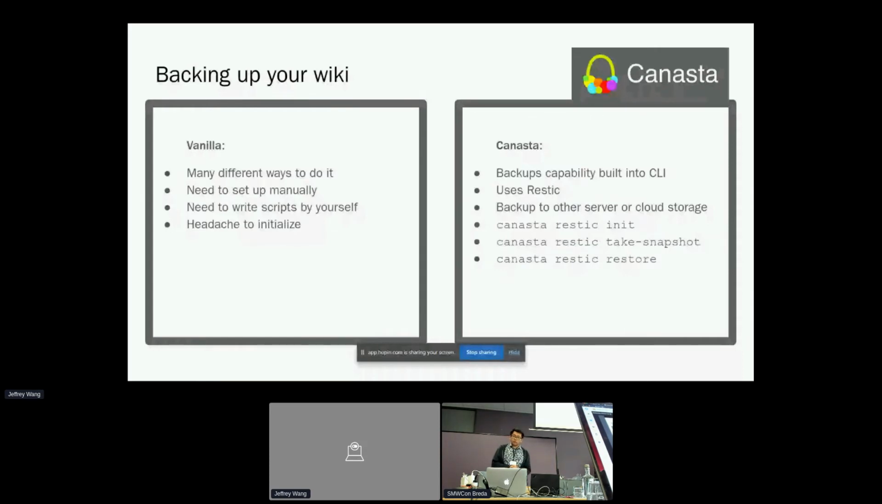Anyway, let's take a look at how the CLI makes things easier by comparing a procedure that doesn't really have a clear-cut way in vanilla MediaWiki, which is backing up your wiki. It goes without saying that backups in MediaWiki are not straightforward and have to be engineered manually. And with Canasta, it's as simple as using the CLI's restic backup commands to easily back up and restore the entire wiki.